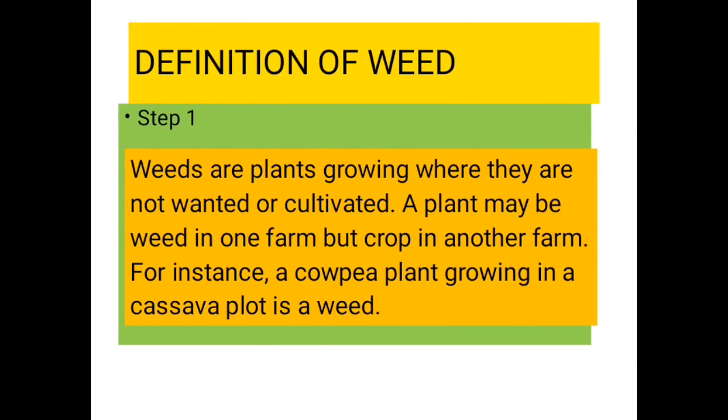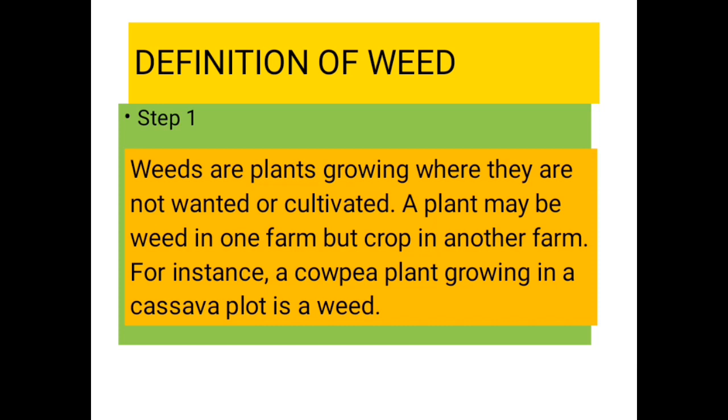All right, over here we have the definition of weeds, and we say that weeds are plants growing where they are not wanted or cultivated. That means you do not plant them, be it cassava, be it water leaf, be it plantain. Once they are not where they are supposed to be, that means they are weeds. Are we understanding, are we following this morning?